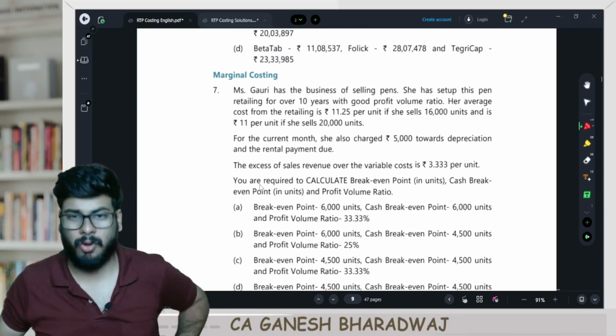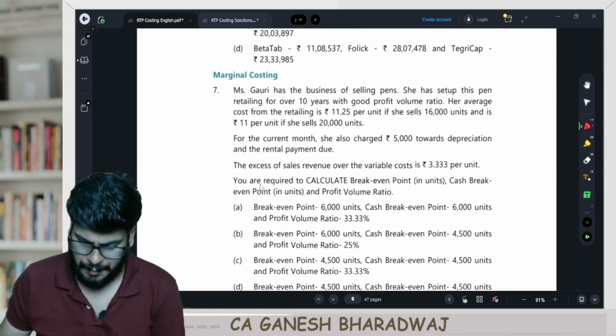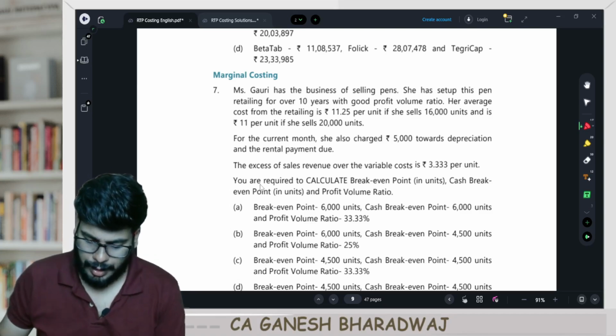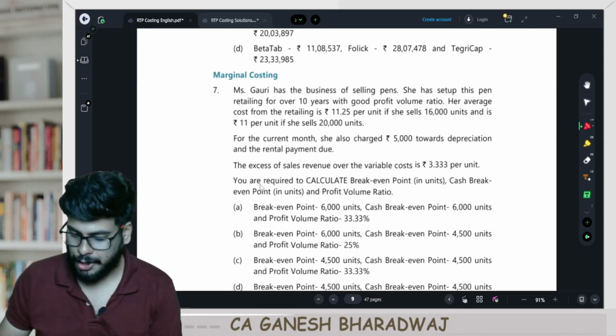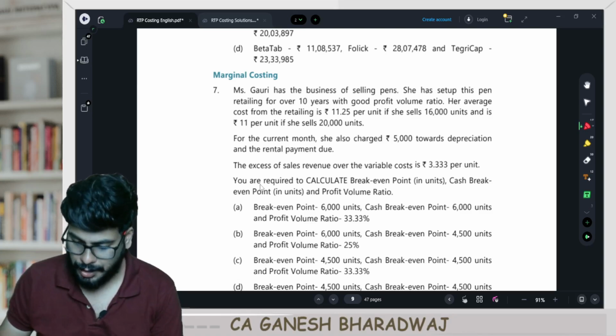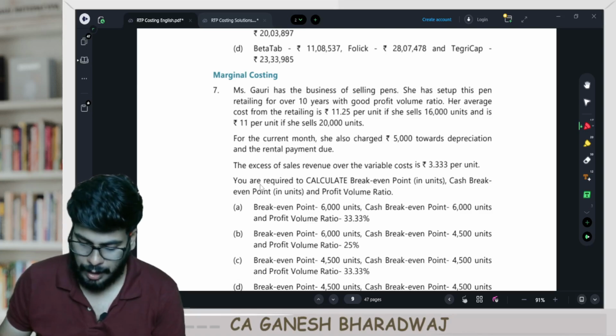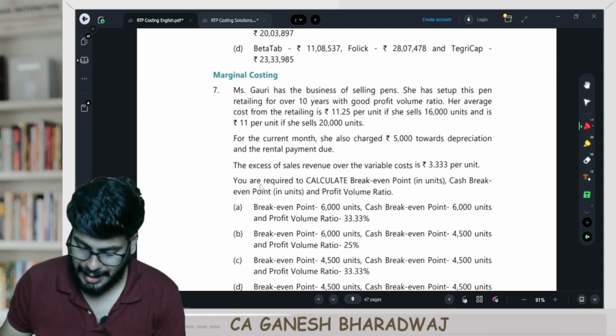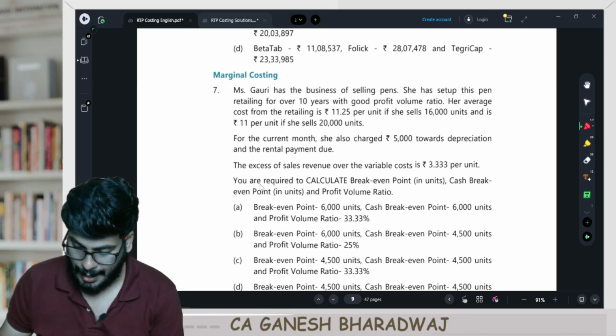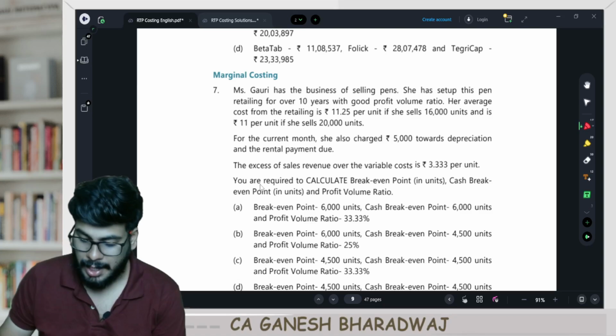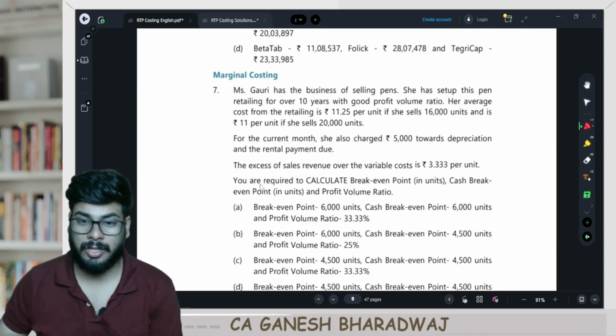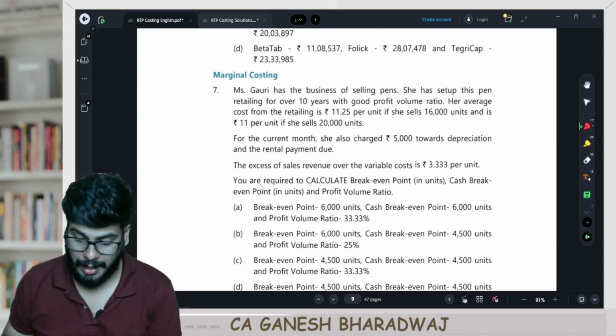This is a question on core marginal costing, a small question. Miss Gauri has the business of selling pens. She has set up this pen retailing for over 10 years with a good PV ratio. Her average cost from retailing is 11.25 per unit if she sells 16,000 units, and rupees 11 per unit if she sells 20,000 units. So this question is on volume analysis.